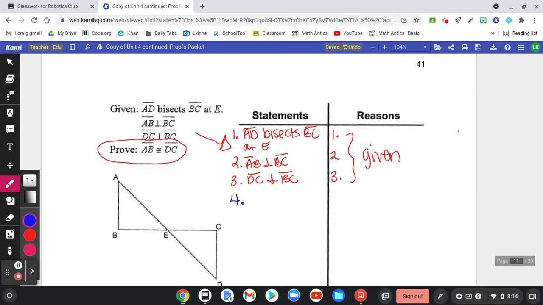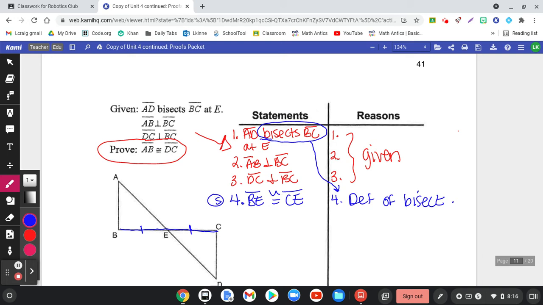AD bisects BC at E. So what's being bisected? BC is. So that means BE is congruent to CE. Mark it on your picture. BE is congruent to CE, and we knew that because of the word bisect. So over here for your given, definition of bisect. All right, and we have a side, so that's good.